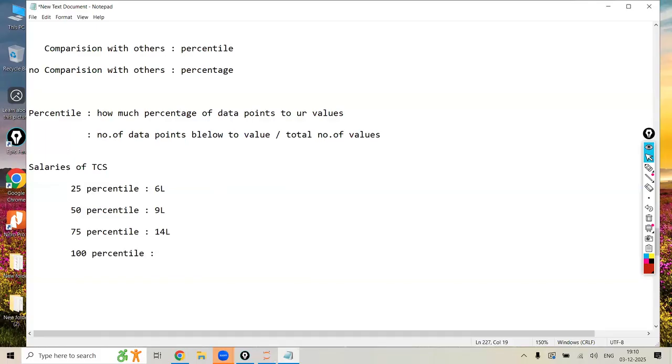100 percentile means, for example, I'm writing 50 lakhs. Let's take an example of 50 lakhs. What is the meaning? 100% of the people, every person, is getting less than 50 lakhs only. Literally, it is called the maximum value.